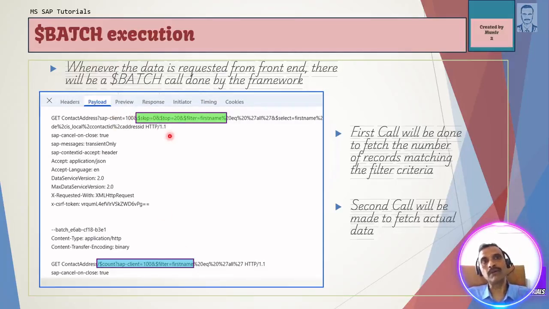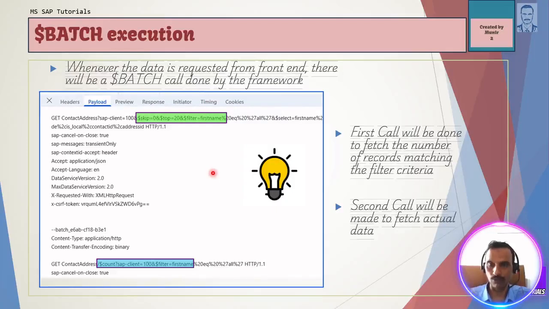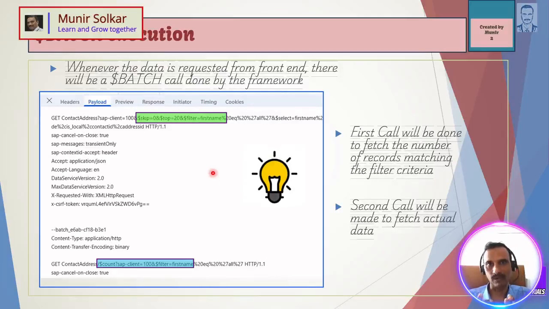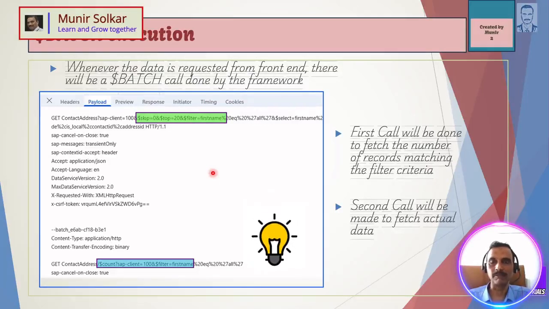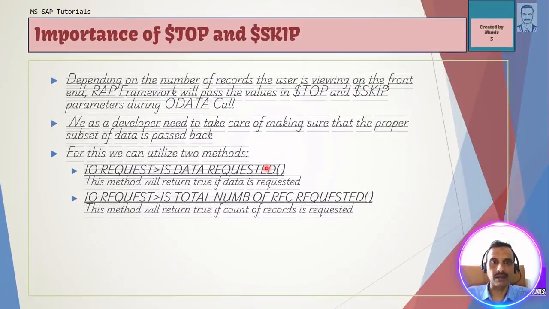So remember that whenever you press the Go button, there will be two calls clubbed together into one batch call and sent to the backend, wherein the backend will process and give the return value back for both of them. Now, what happens when we do not cater to $top or $skip? We will see in a bit.